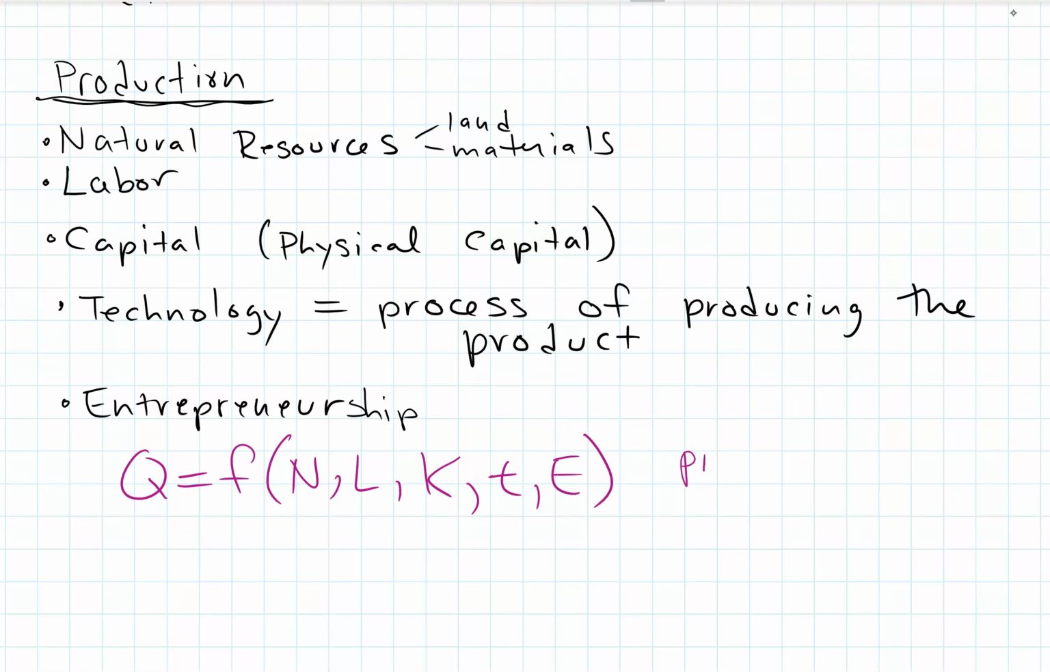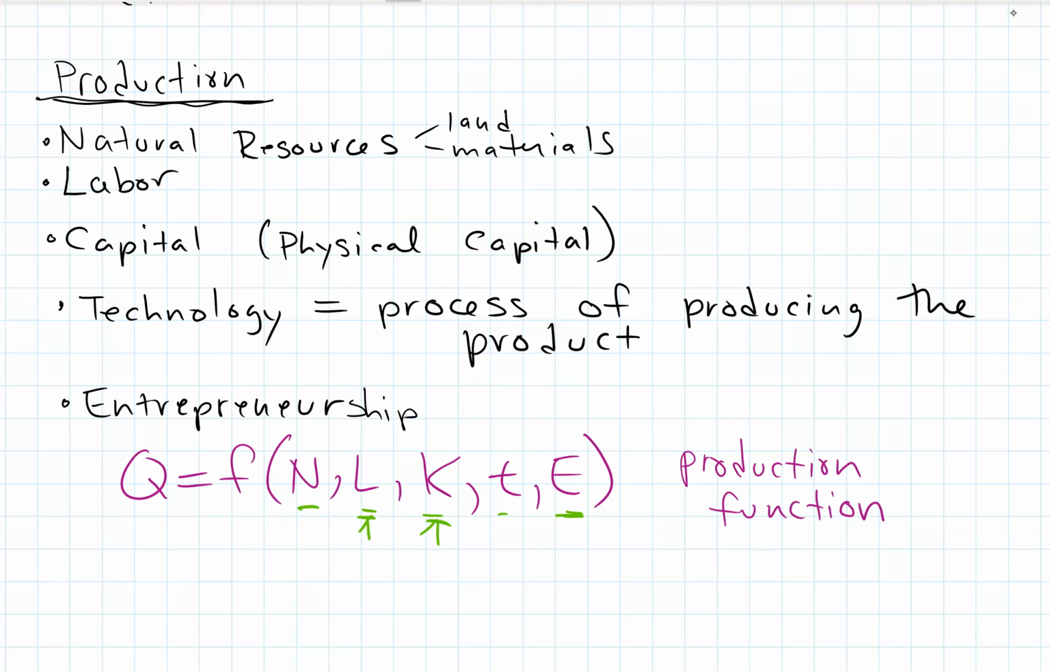So this is your production function. This shows if I put a certain amount of these in, I can get a certain amount of pizzas or whatever it might be out the other side. If I put in a certain amount of natural resources, a certain amount of labor, a certain amount of capital, using a certain technology, and I have an entrepreneur, I can then produce a certain number of pizzas. And if I put in more labor, I'll probably get more pizzas. Also, if I put in more capital, I'll probably get more pizzas.